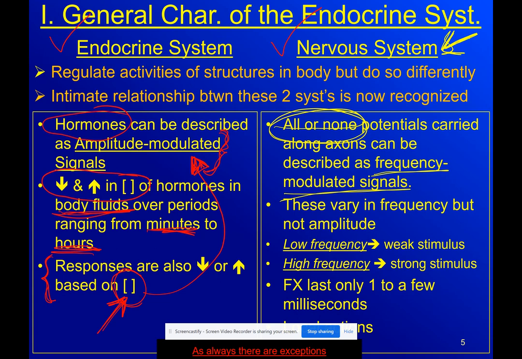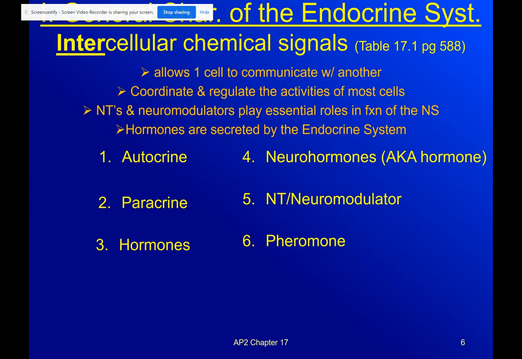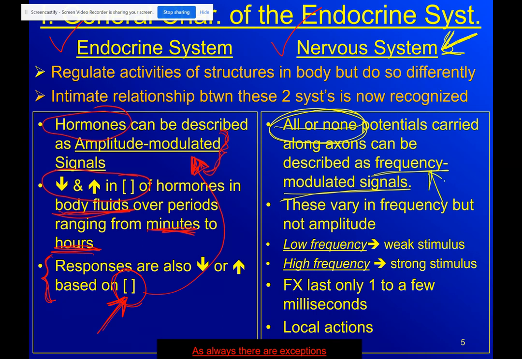When we talk about how we get the nervous system to send more signal or send a bigger signal, we talk about how many times we fire that neuron. How frequent does it happen? So again, it's frequency, not amplitude. It's not about the amount of chemical. It's about how many times we get the neuron to fire. If we have low frequency, it is a weak stimulus. If we have high frequency, it is going to be a very strong stimulus.